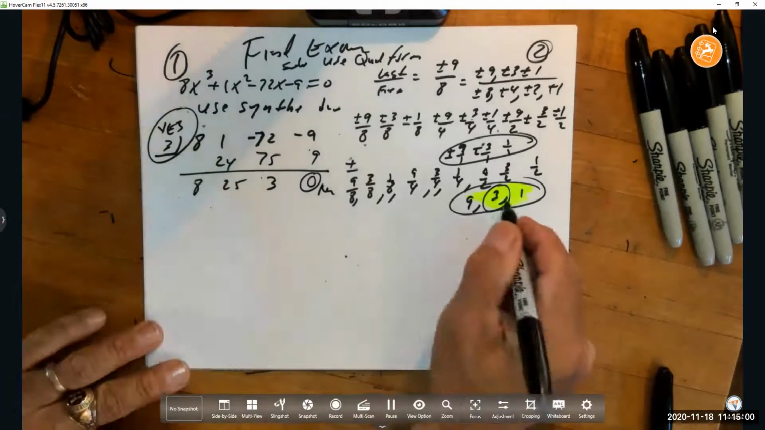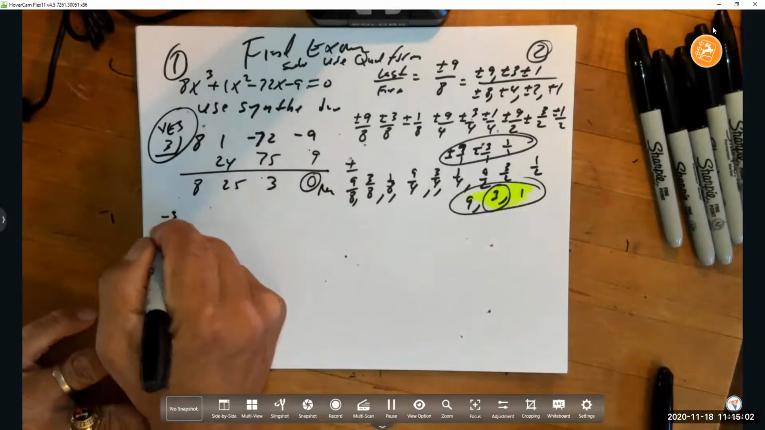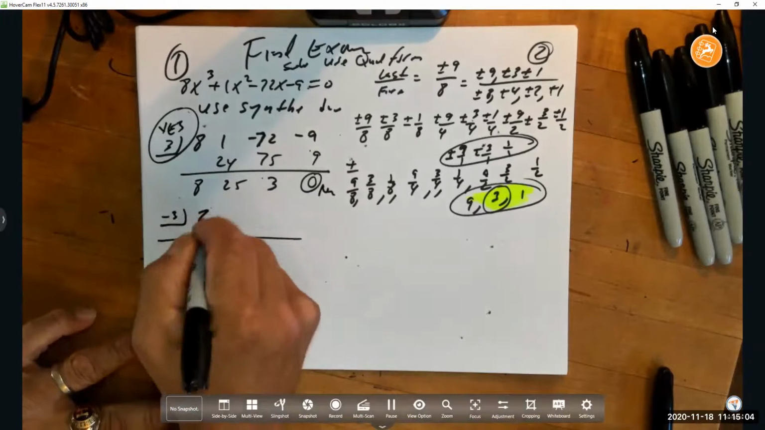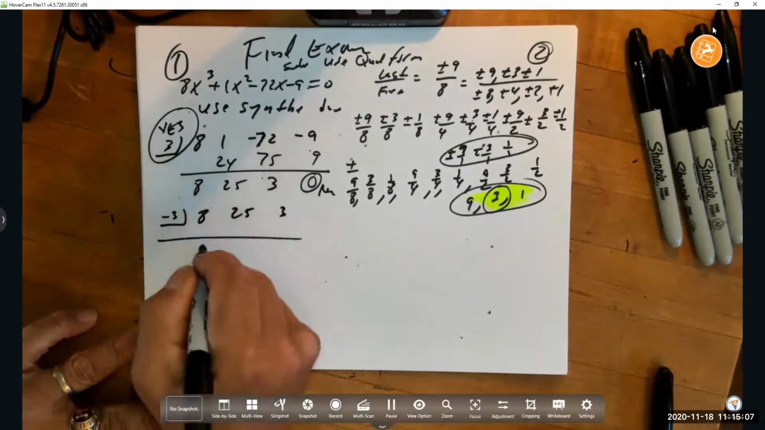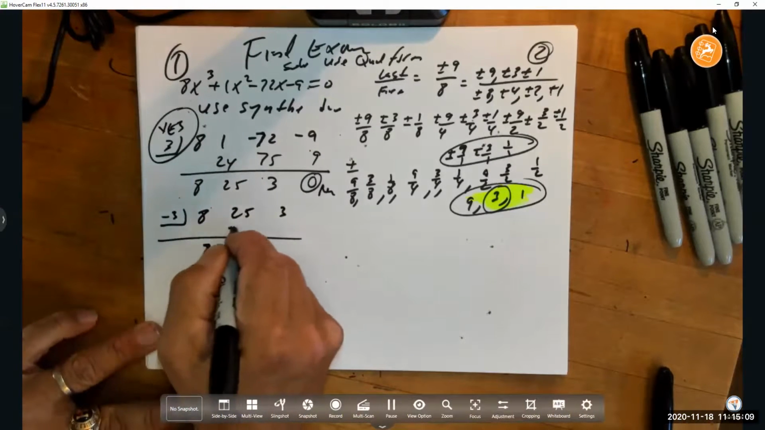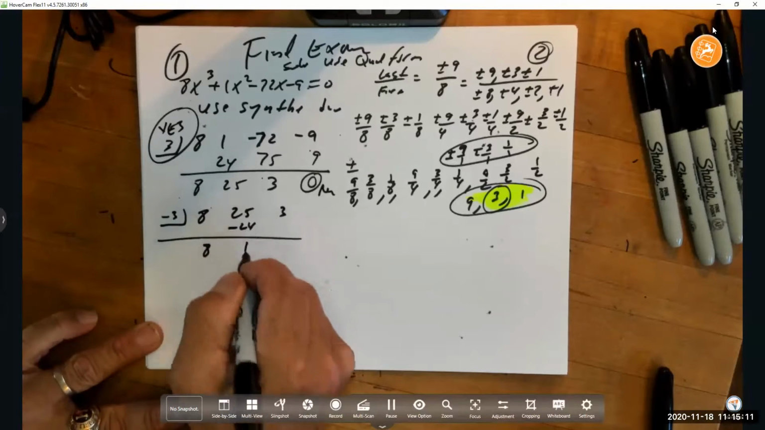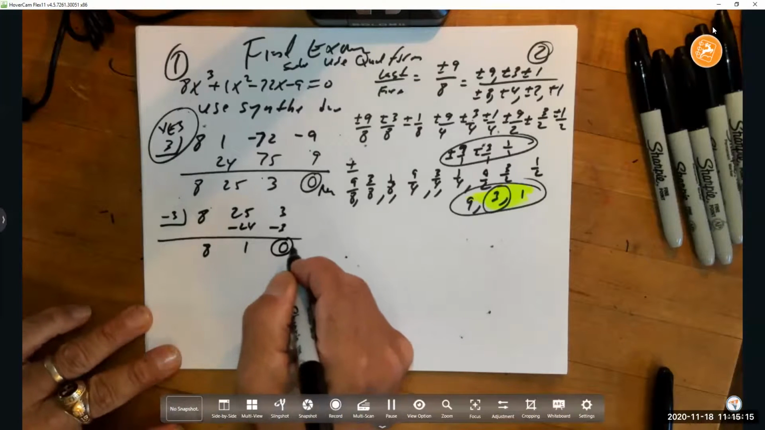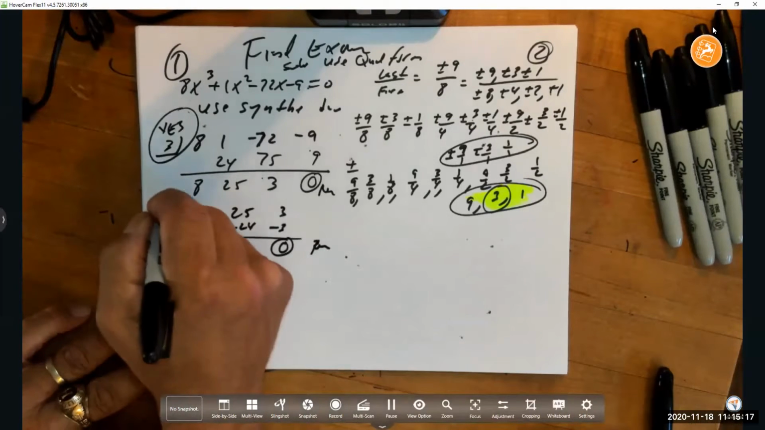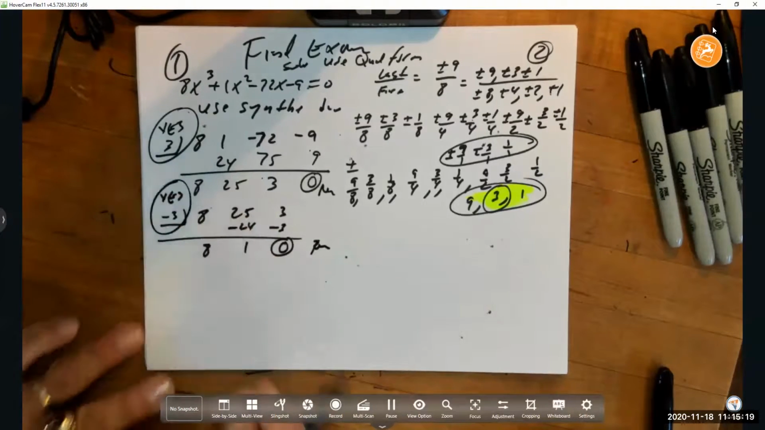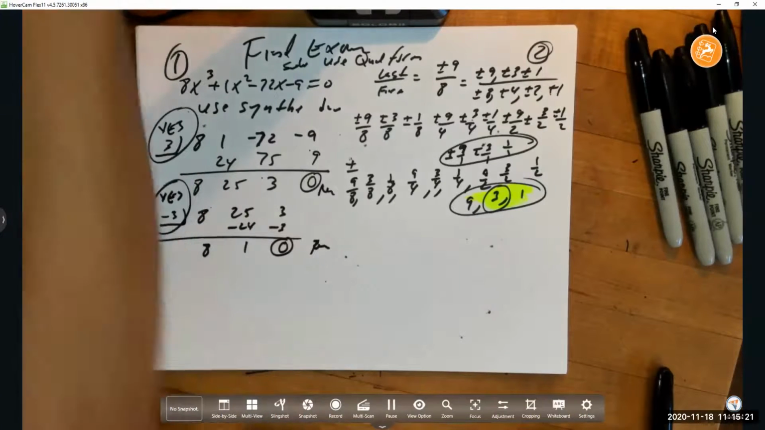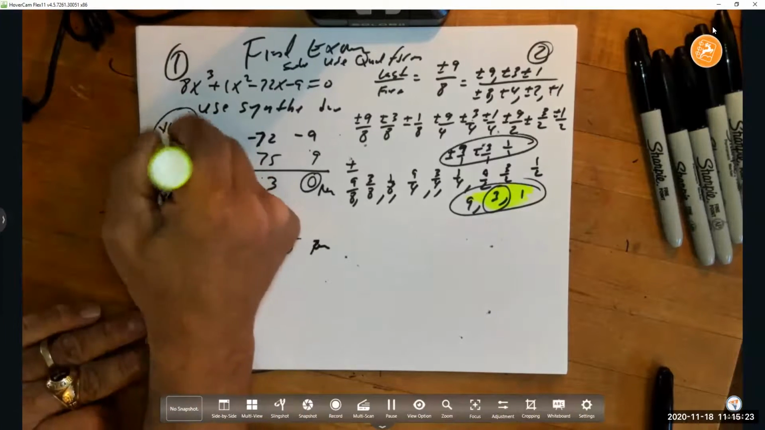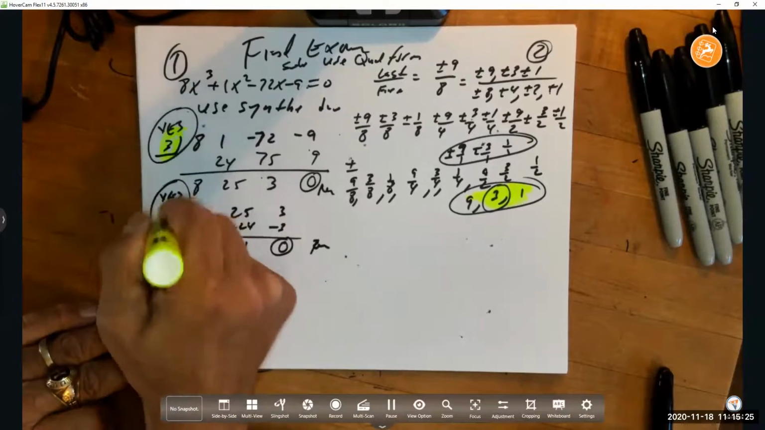Try something else. Try minus 3. Minus 3 in there. Does that work? 8, 25, and 3. Bring the 8 down. 3 times that, 24. 25 minus 24 is 1. That's going to be minus 3. 3 minus 3, 0. Yes. The remainder is what? 0 again. So yes, this is an answer. So I got 3, and I got minus 3 so far.